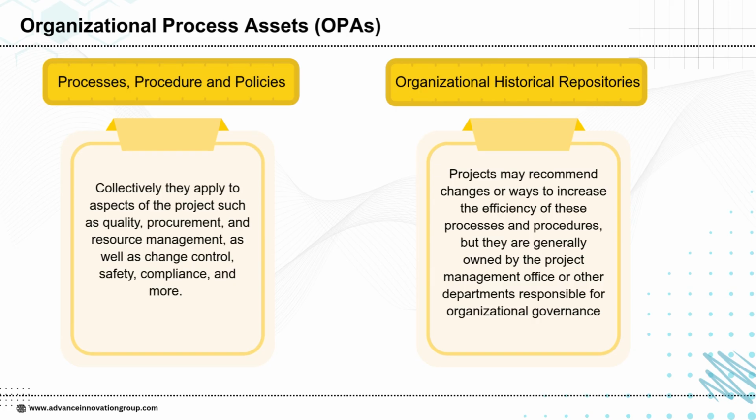Organizational process assets, or OPAs, guide how projects are carried out within an organization. They are made up of two main components: processes, procedures, and policies, along with organizational historical repositories. The processes, procedures, and policies include established guidelines that influence project areas such as quality, procurement, resource allocation, change control, compliance, and safety, ensuring consistency and structure. Organizational historical repositories, on the other hand, capture lessons learned, best practices, and historical data, acting as a knowledge base for future projects. While projects may suggest improvements to increase efficiency, these elements are usually managed by the project management office or governance bodies. Together, OPAs provide a framework that supports effective project execution and promotes continuous organizational learning.